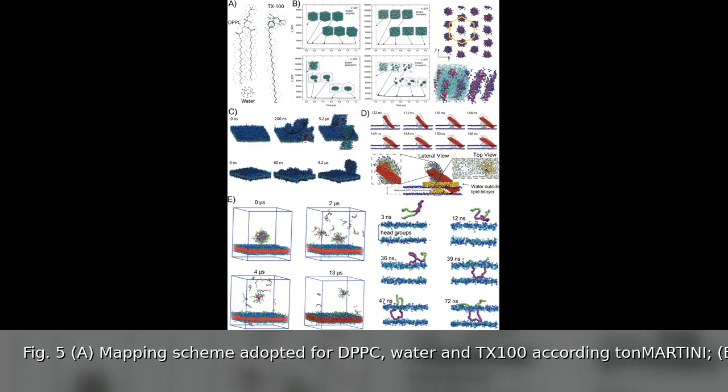Figure 5 highlights applications of HPF-MD in modeling lipid and surfactant assemblies. Panel A shows the coarse-grained mapping scheme for DPPC lipids, water, and Triton X100 surfactants following the Martini framework. Panel B presents snapshots capturing the spontaneous self-assembly of DPPC lipids into distinct morphologies as the water concentration varies. These include reverse micelles, bilayers, bicelles, and micelles transitioning from low to high water content, reproducing experimentally observed structures. Hexagonal packing of tubular aggregates is observed at reduced water content.